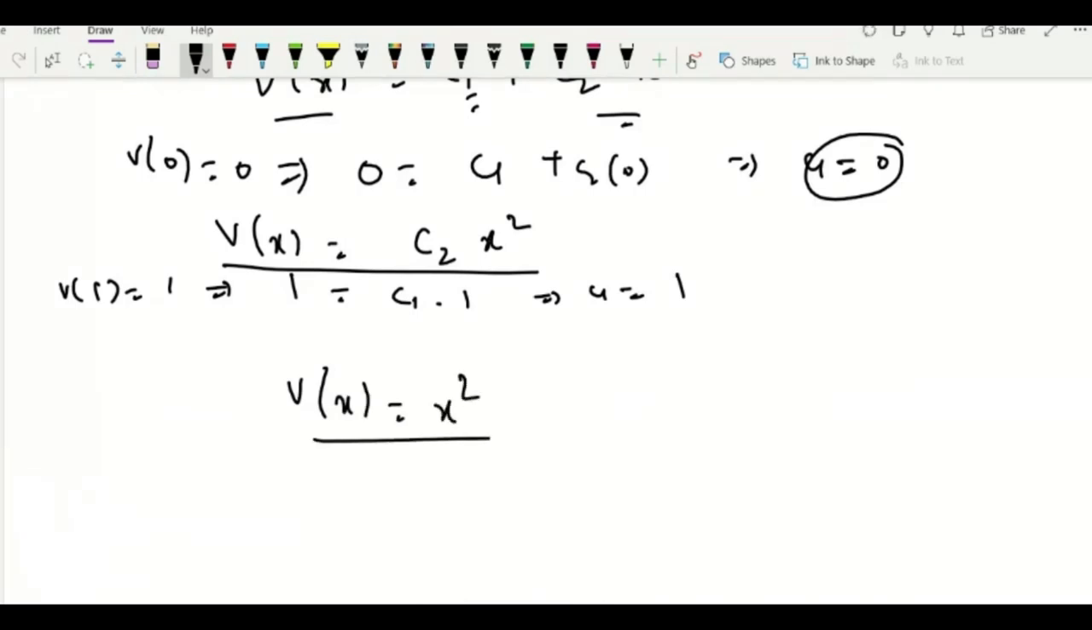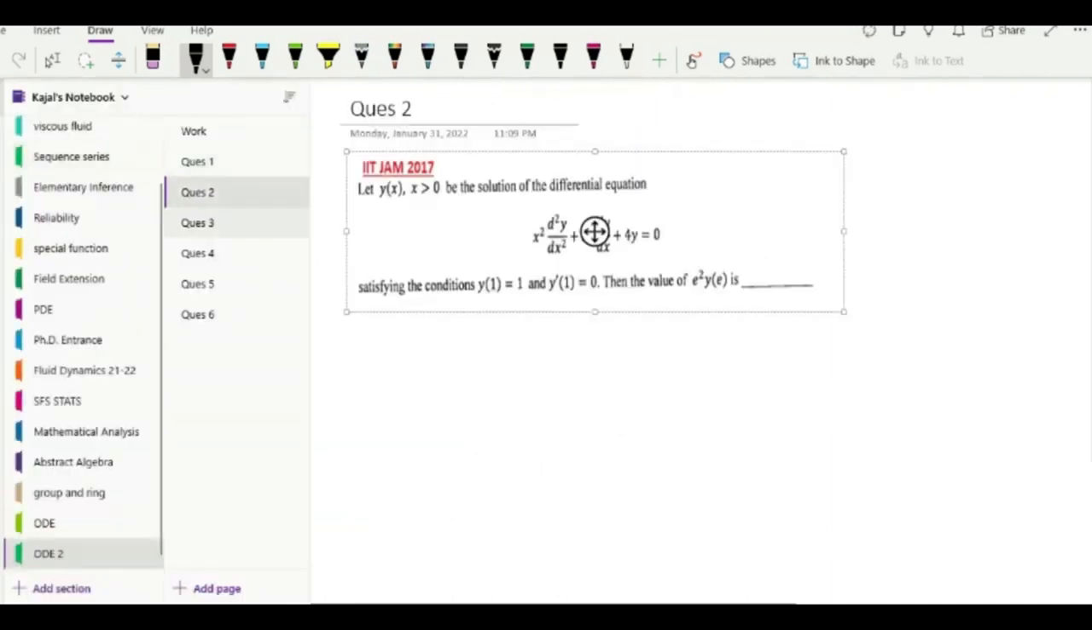In the question, we have been asked for V of minus 2. So just substituting minus 2, we get 4. So the required answer is 4. Moving to our next question.